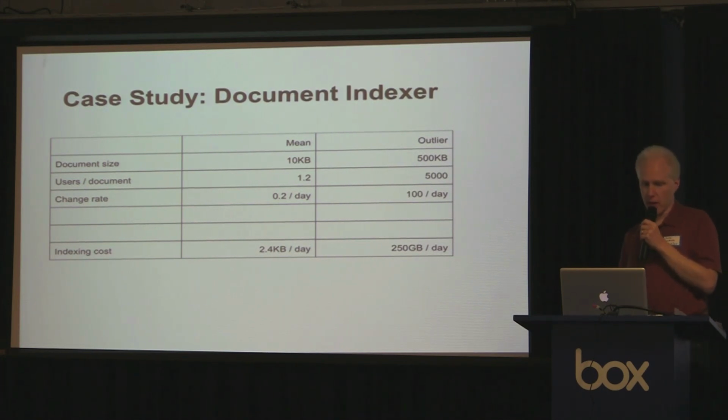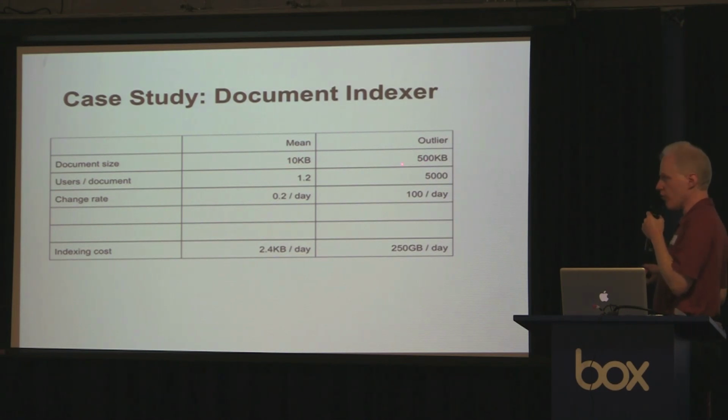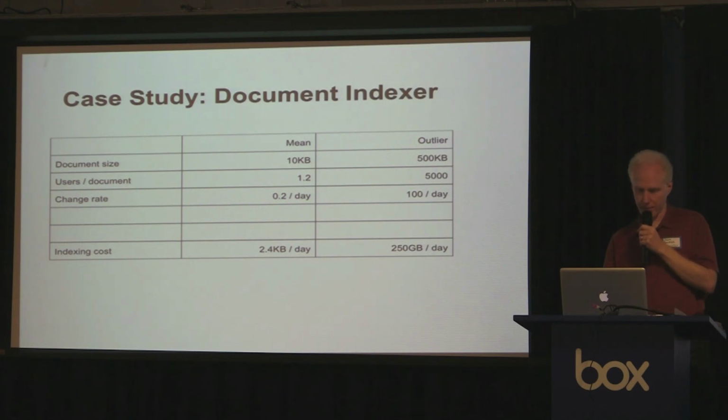But it turns out that these three parameters, size, sharing factor, and change rate, were correlated. And so the mean of the products was not the product of the means, which is to say there were some outlier documents that happened to be rather larger, say half a megabyte, sometimes had thousands of users that they were shared to, and changed a lot more often. And when you multiply all that together, you'll find a document like this, instead of having an indexing load of about 2.4 kilobytes per day, will be more like 250 gigabytes per day. It's 100 million times more expensive than had originally been projected in the system design.